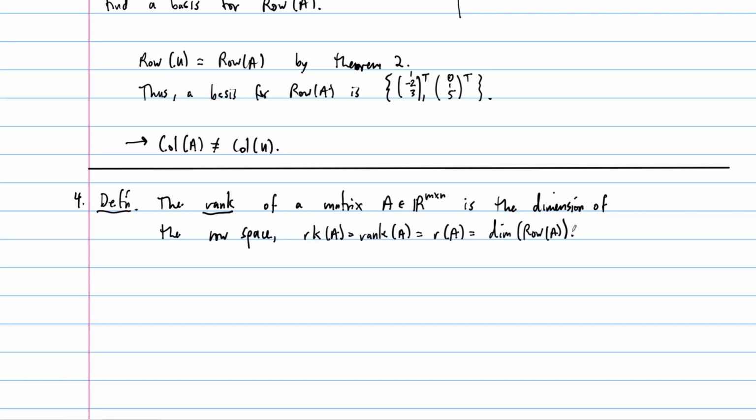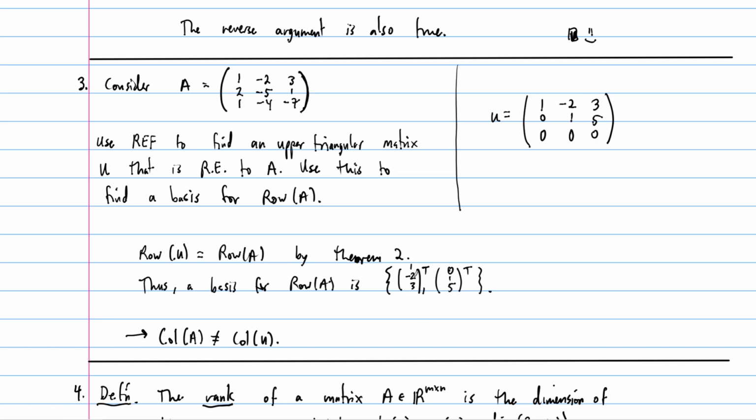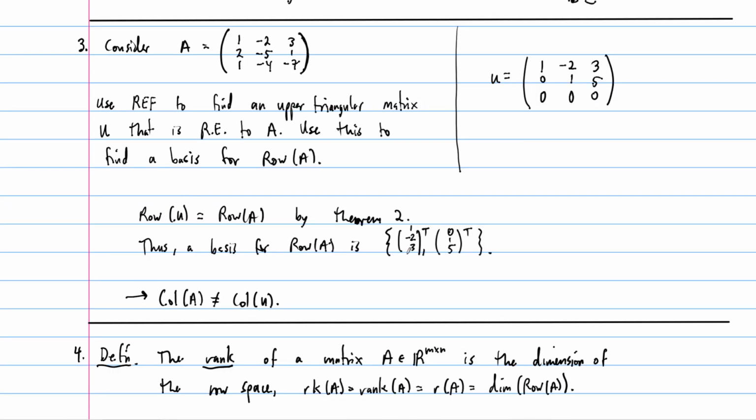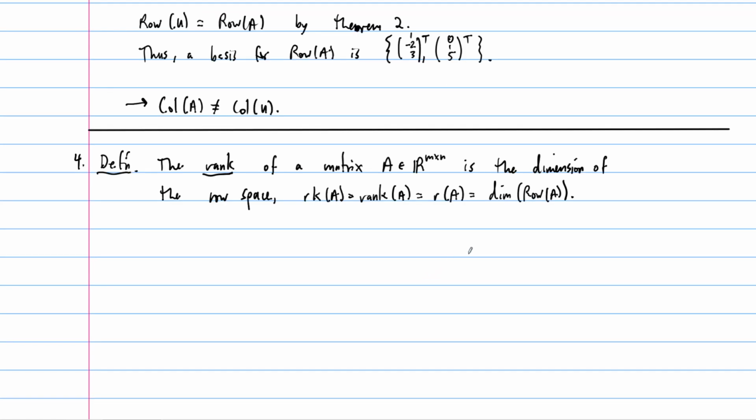All right, so remember what dimension means. That's the number of vectors in a basis, right? In any basis. And so what we found up here is that the rank of this matrix A is 2, because there are 2 basis vectors, 2 linearly independent rows in this matrix A. So the rank of A is the number of linearly independent rows in A, the dimension of the row space. All right, so there's a definition.